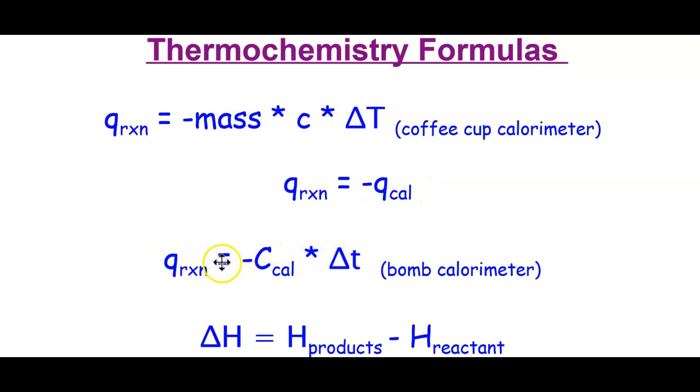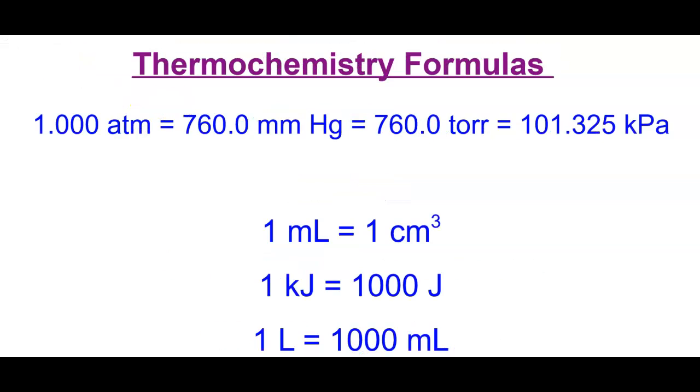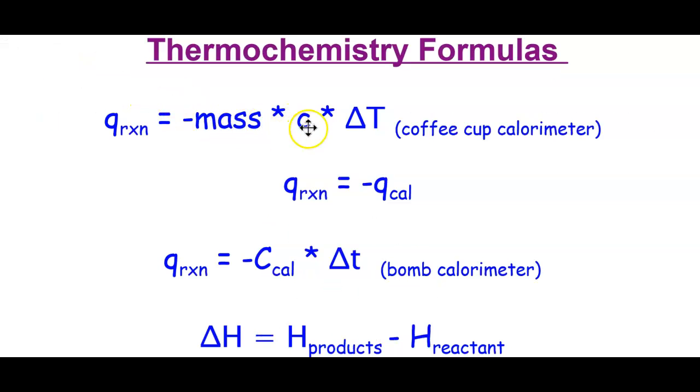Okay, Q reaction equals negative, this is a capital C, so that's bomb calorimeter, whereas when we had the lowercase c, we can do it from here. This lowercase c right here is specific heat. So if it's a capital C, it's bomb calorimeter. If it's a lowercase c, it stands for specific heat.